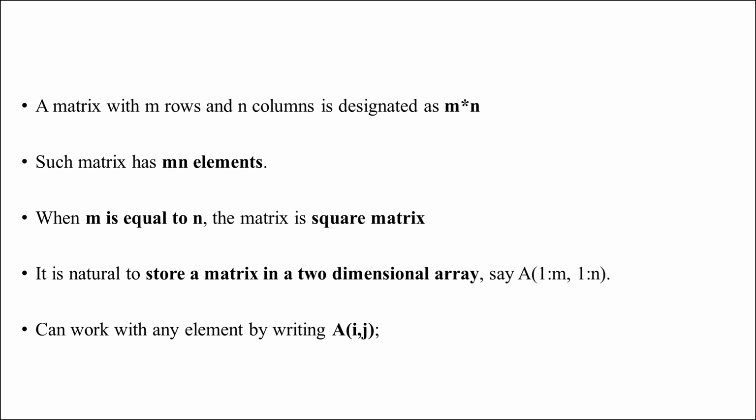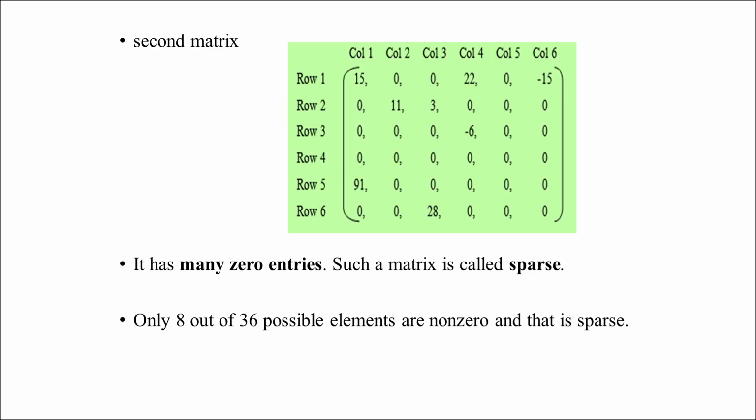So it is natural to store a matrix in a two-dimensional array. Say for example, A is a matrix name, and we can store the row values and the column values like 1 to m, 1 to n. So this stores the matrix in the two-dimensional array with the name A. And we can get an element from the A matrix by writing the index as A of i comma j. So like that we can pick the element from the matrix and we can manipulate the matrix elements.